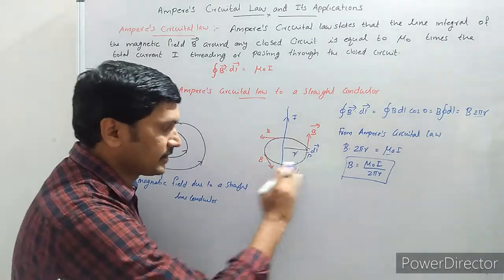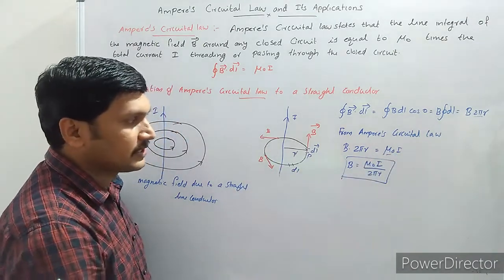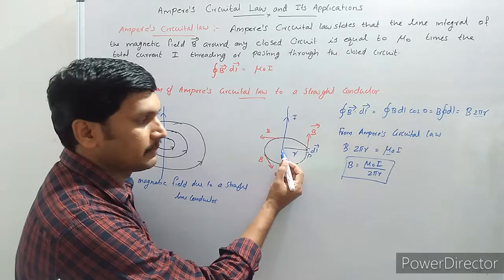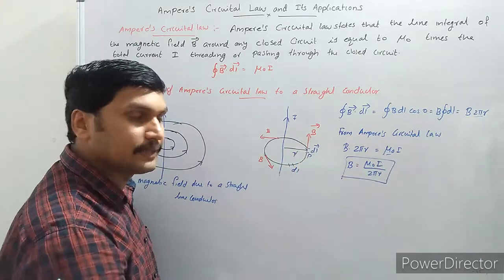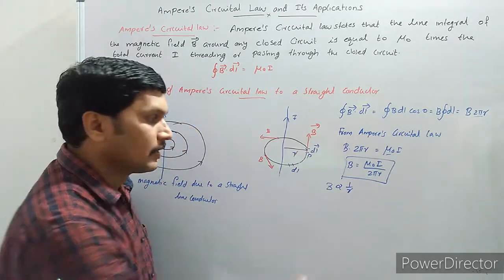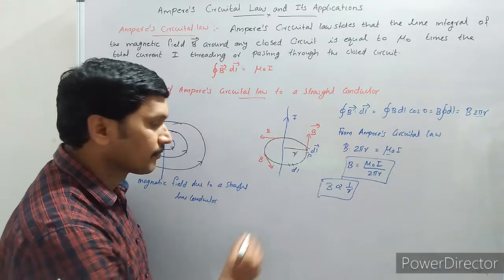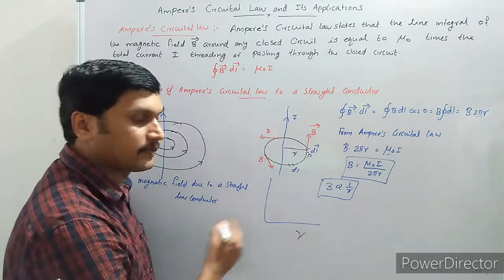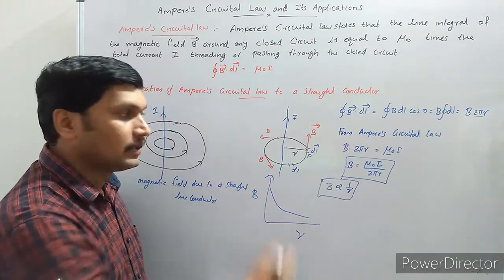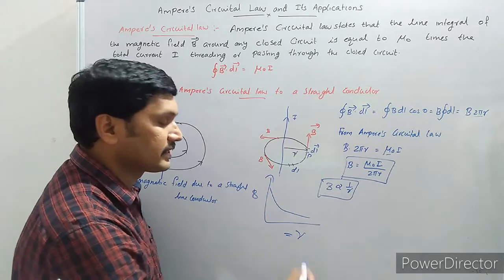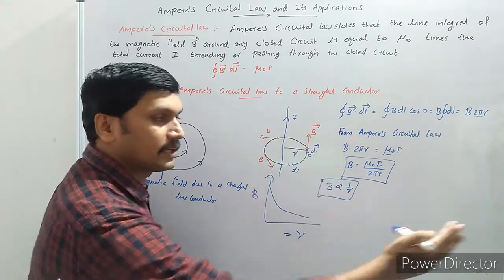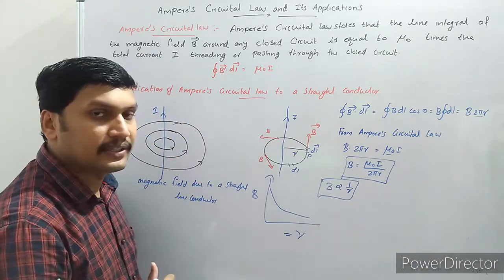We can see that when the distance from the conductor increases, the magnetic field decreases. Very close to the conductor, the magnetic field is maximum. With increase of distance from the conductor, the magnetic field decreases. B is inversely proportional to distance. If you are drawing a graph between distance from the conductor and the magnetic field, it will be like this, inversely proportional. With the increase of distance, the magnetic field decreases, and very close to the conductor, the magnetic field is maximum.